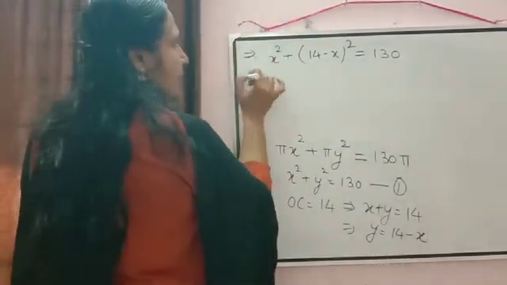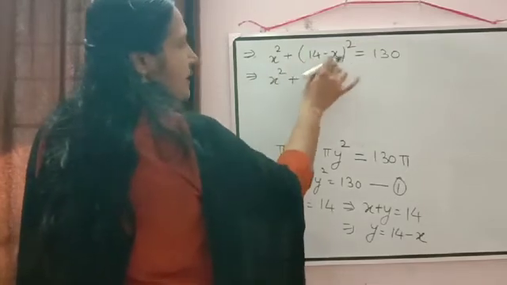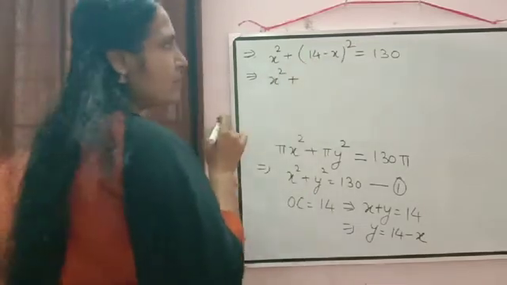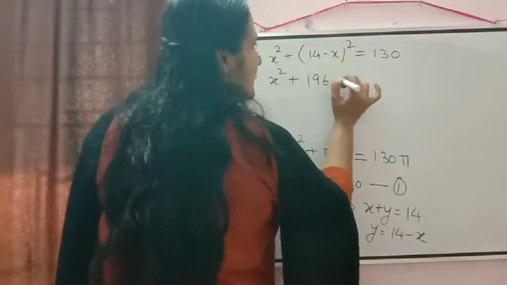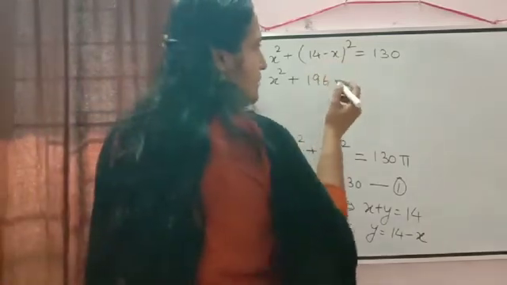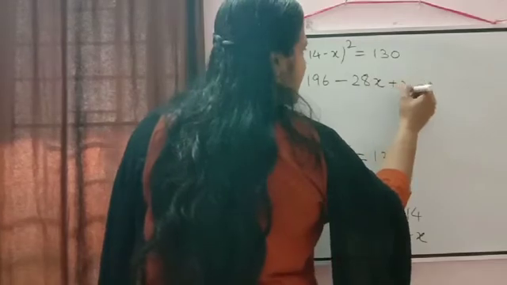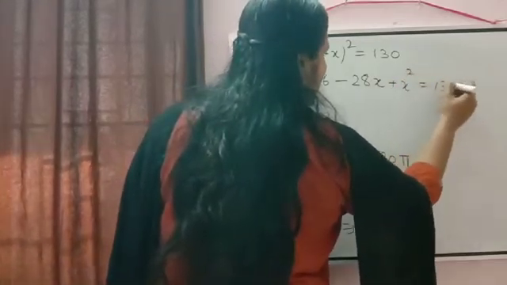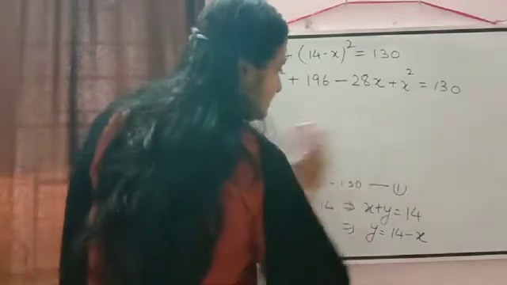Now we will simplify it. Then it will be equal to x square plus, a minus b the whole square we are going to use here. So 14 square is 196 minus 2 into 14 into x. So 2 into 14 is, yes, 28x, plus x square is equal to 130. Now you can check, it is a quadratic equation.